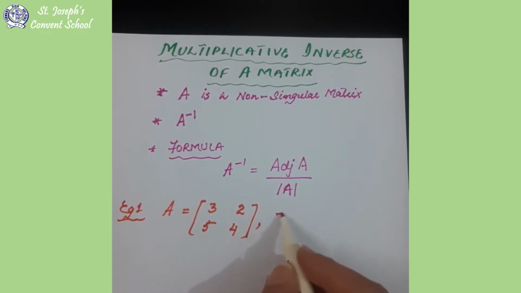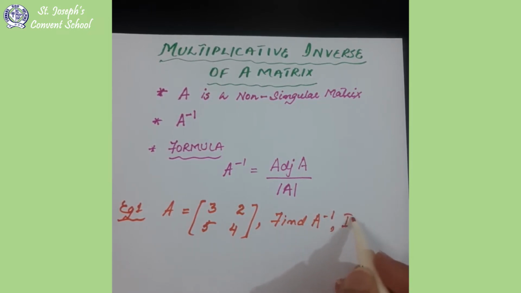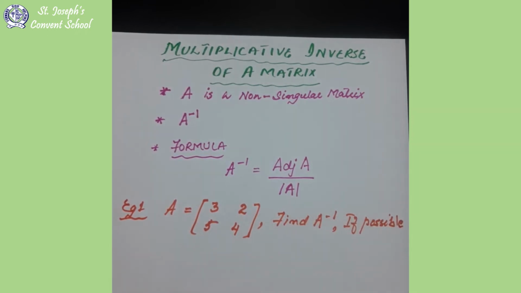What you have to do, you have to find A inverse, if possible. If possible means you will find the determinant. If determinant is not equal to 0, then only you can solve it. Then apply the formula. If the answer is 0, you cannot find multiplicative inverse. And the second thing we'll do in this is verify, where we'll do the verification also.